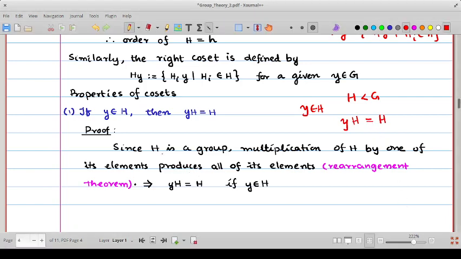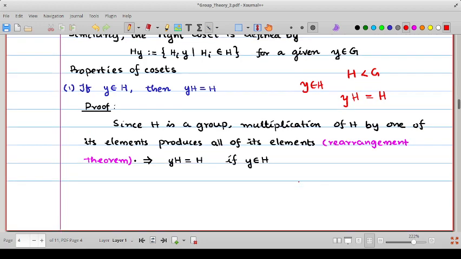And it is very easy to see this property, because H itself is a group, and multiplying a group by any of its elements produces the elements of the group but in a different order. This is called the rearrangement theorem, which we discussed earlier. Therefore, if we multiply the subgroup H with an element y which is an element of H itself, then the coset would be simply the subgroup H itself.